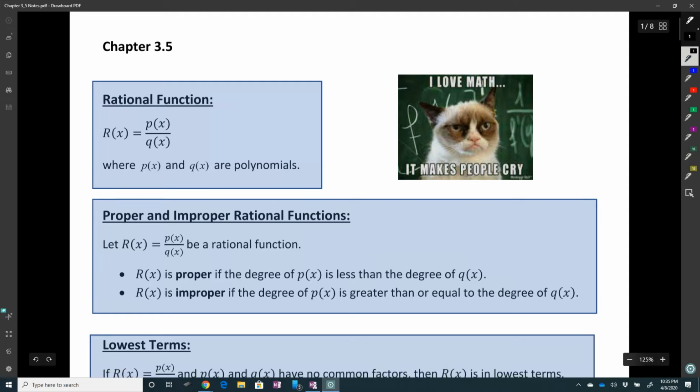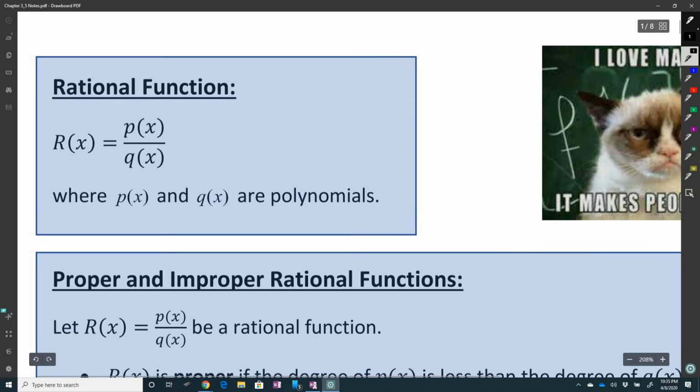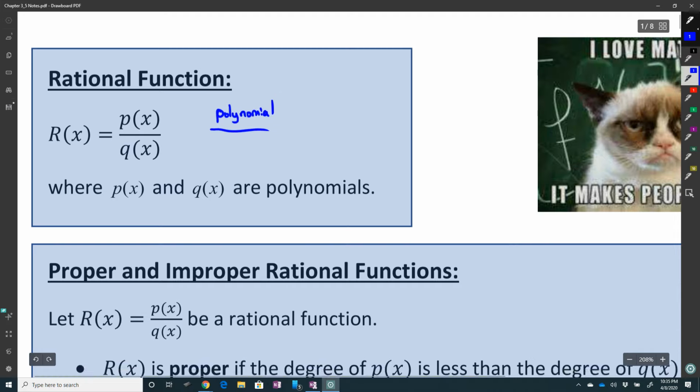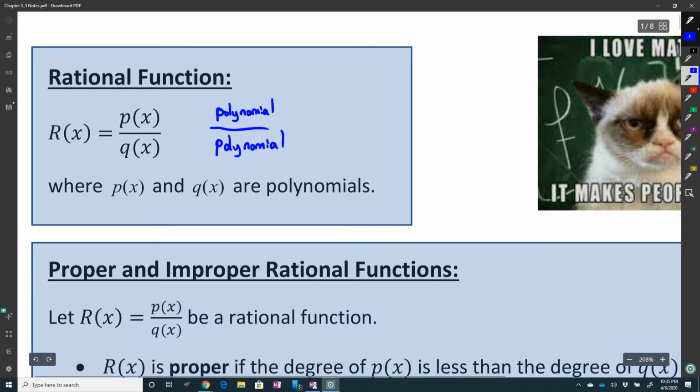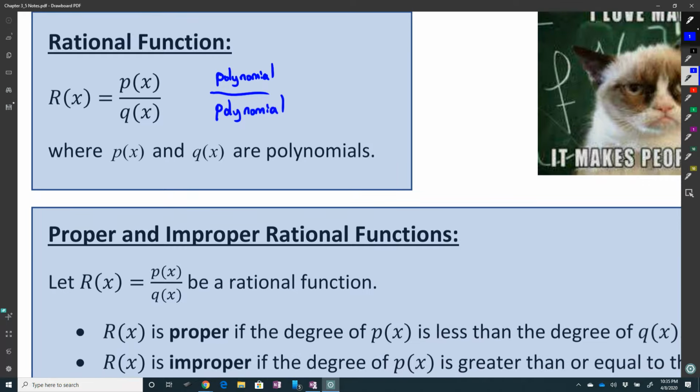Anyway, rational functions. So a rational function is when you have a polynomial divided by a polynomial. So everything we've been doing this section divided by another polynomial. They don't have to be the same. They can be different degrees. But whenever you have anything like that, that's called a rational function.